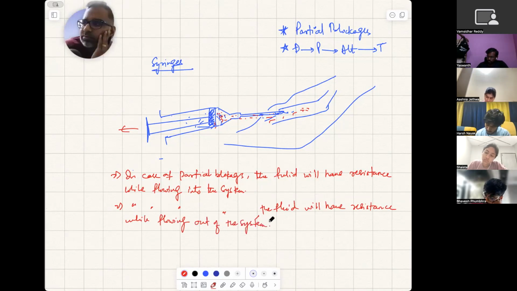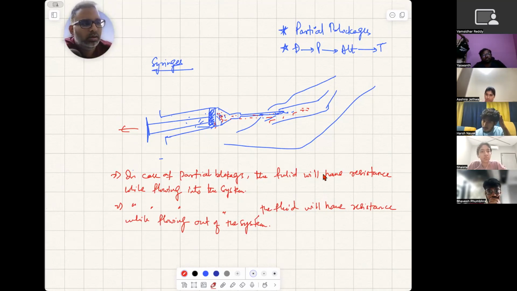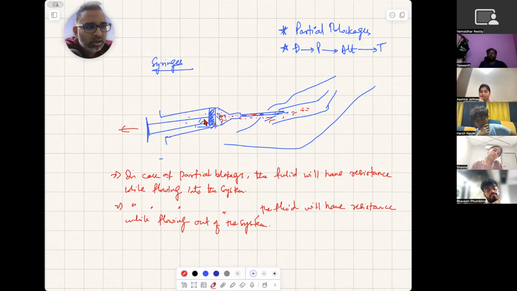Did everybody understand this? Anybody did not understand this? Again, can you repeat? Part of it got blocked here, half blocked. So it will be difficult to draw blood because the lumen is fine up to here, but here it got constricted, so the blood will not easily pass into the needle. Or if you want to push a medicine, the medicine will not easily flow because there is a partial blockage here. Did you understand this? Yes, sir.